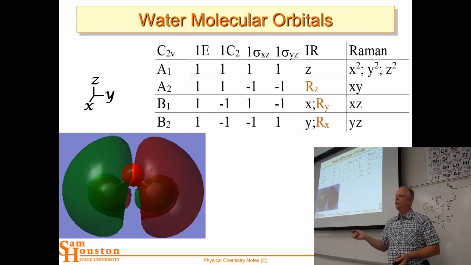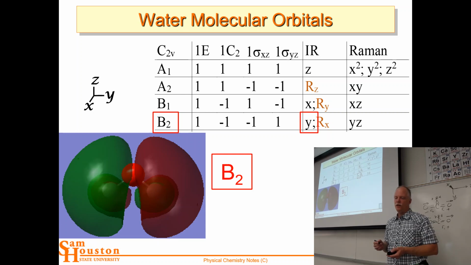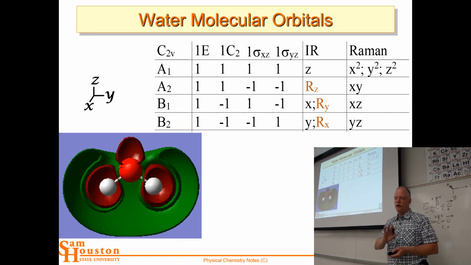If I look along the y direction, it changes sign. But if I look along the x direction, it does not. I look along the z direction, it does not. Okay, and so this one is going to be y symmetry. Okay, and that's B2. And then this is just a cut through that molecule.